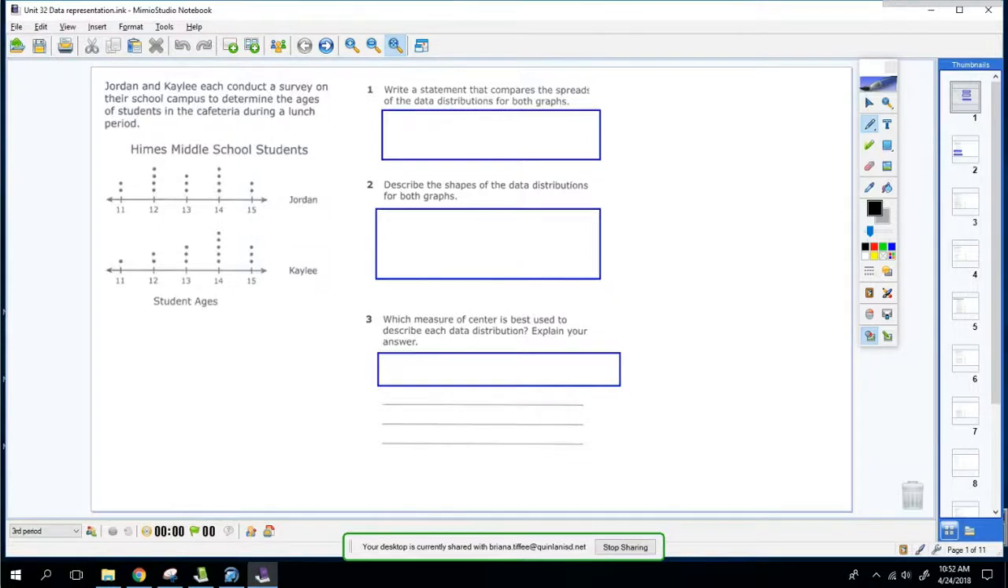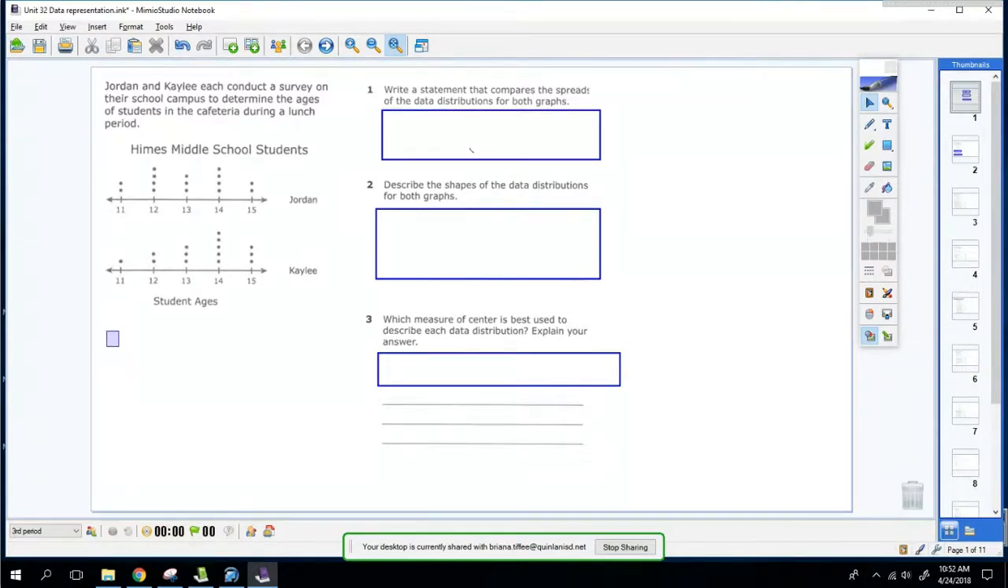All right. So this is Tuesday, April 24th, data representation. It says Jordan and Kaylee each conducted a survey on their school campus to determine the ages of students in the cafeteria during a lunch period. Write a statement that compares the spreads of the data.